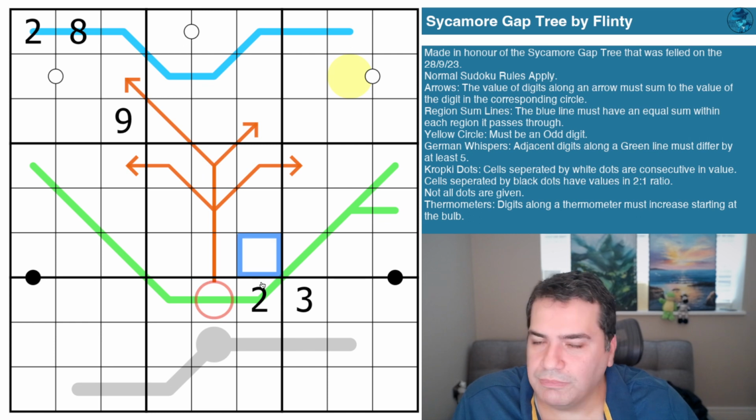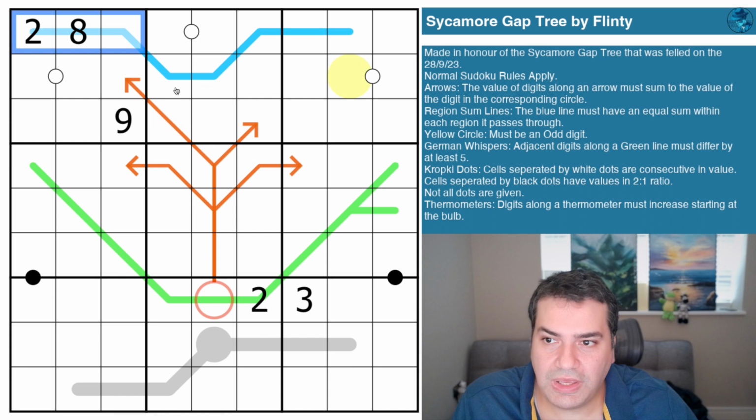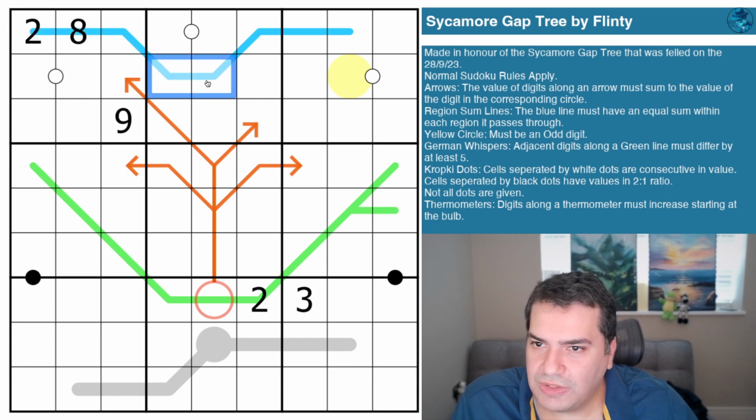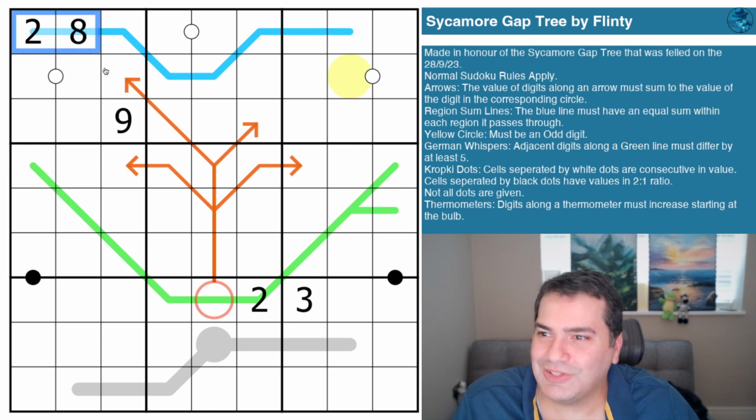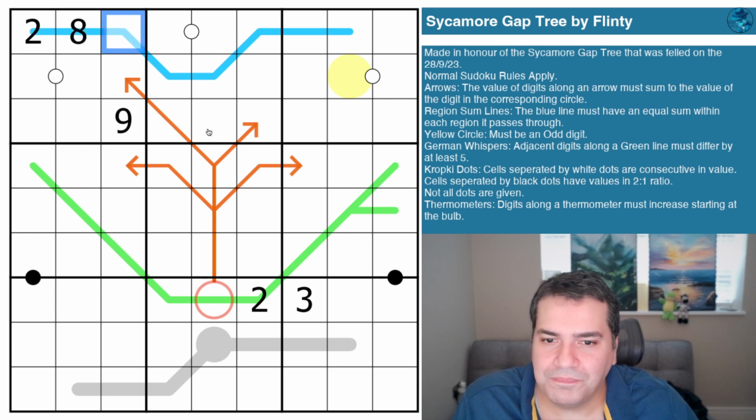So, region sum lines, the blue line must have an equal sum within each region it passes through. So what that means is, essentially, these 3 cells will sum up to a value, could be a 2-digit value here, but it has to be the same sum as these 3 digits, and it has to be the same sum as these 2 digits. And I say it could be 2 digits, it's almost certainly 2 digits, because we're already starting off with a couple of digits that add up to 10. So whatever this is going to get us over 10. So it's not going to be a single digit sum.